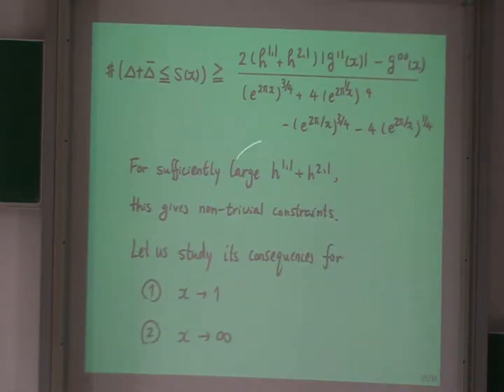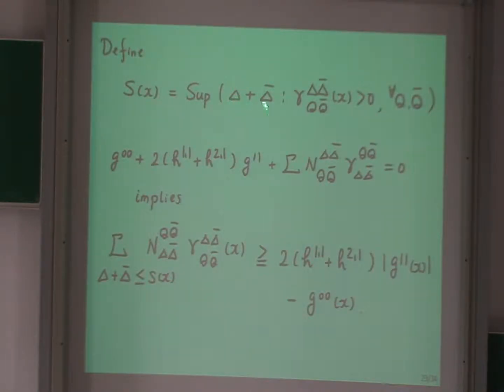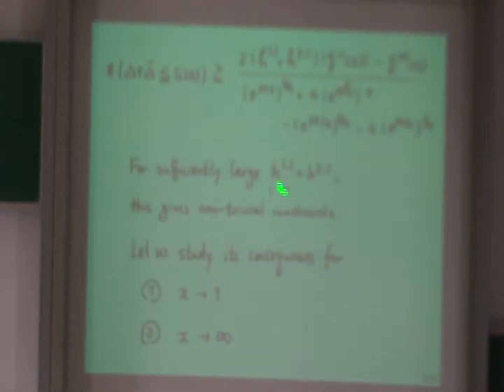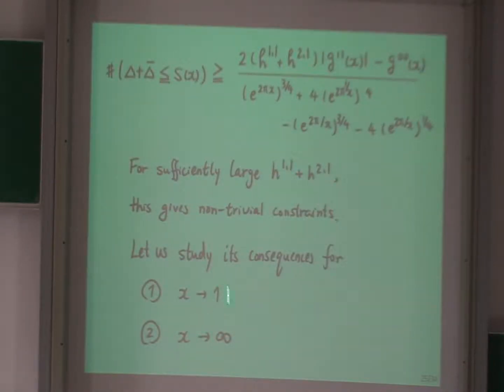So this is an inequality. Let me remind you that s of x is defined to be the supremum of delta plus delta bar, where gamma is positive. This is actually something that you can evaluate very explicitly by using the representation of N equal to characters, the N equal to algebra. So this is a well-defined set of well-defined numbers, and it's bounded by that. I already said, but for large h11 plus h12, this gives a non-trivial constraint. So let us study its consequence. We can do that for any x, but let's check it at these two limits.